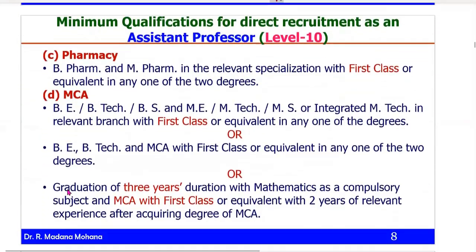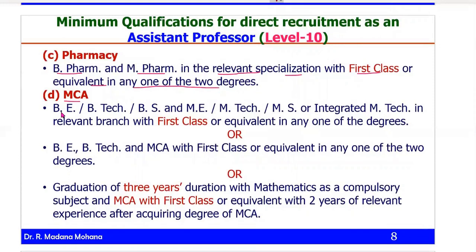So next one, coming to pharmacy colleges. The basic qualifications for entry level assistant professor are B Pharm and M Pharm in the relevant specialization with first class or equivalent in any one of the 2 degrees.